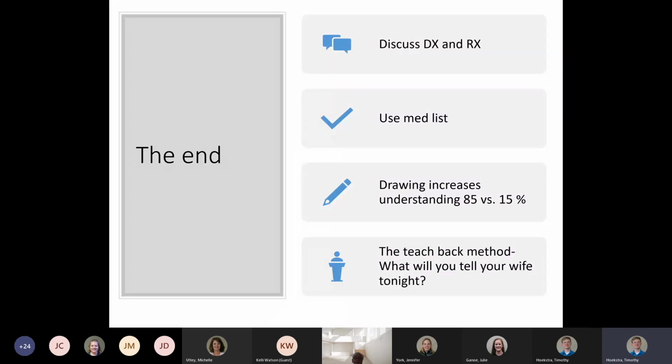So you would never know that she didn't quite understand this. This is what I do with every patient at the end of every interview. So what are you going to go home and tell your significant other tonight? If someone asks you tonight what went on today, what are you going to tell them about what we do? Just to make sure that they got all the information. You'll be amazed when you do this.